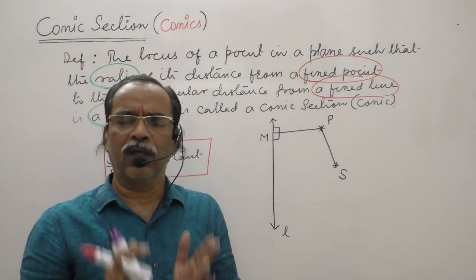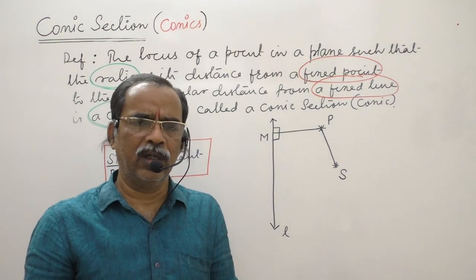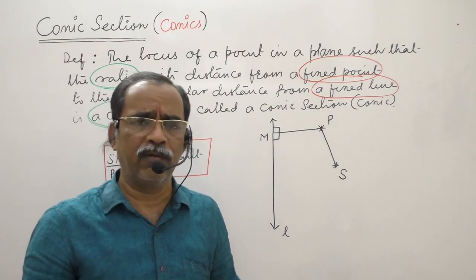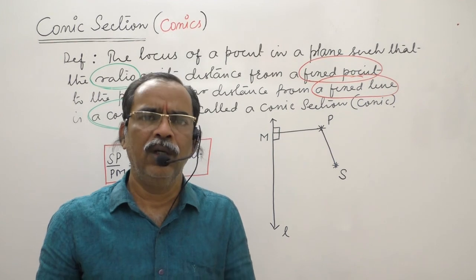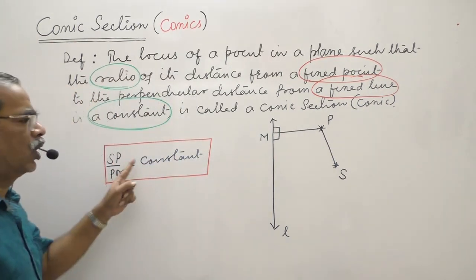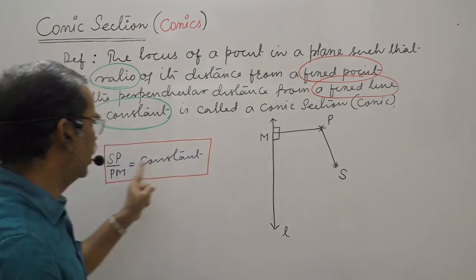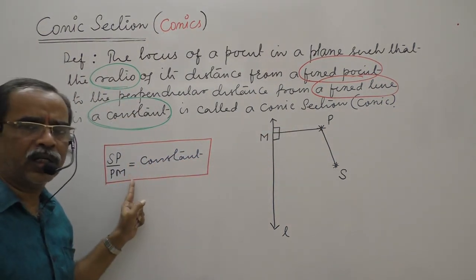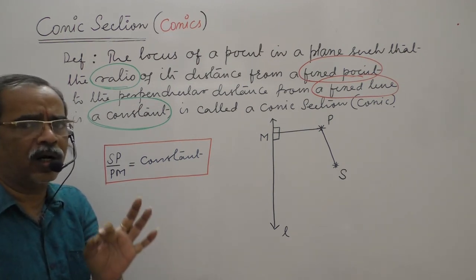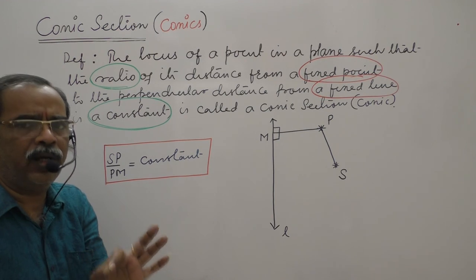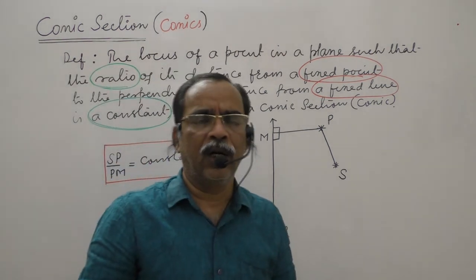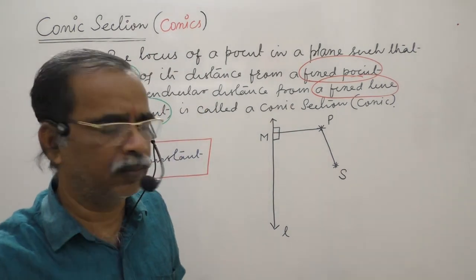It is the locus of a point P. What is a conic section? I said it is a curve. What is a curve? A curve is a locus. Therefore, our definition should be the locus definition. What is the definition? The locus of a point P satisfying the condition SP by PM equal to a constant is called a conic section or simply a conic. That's all. This is the systematic definition of a conic section.